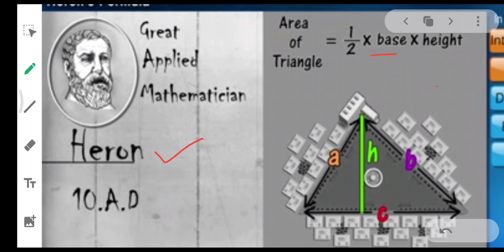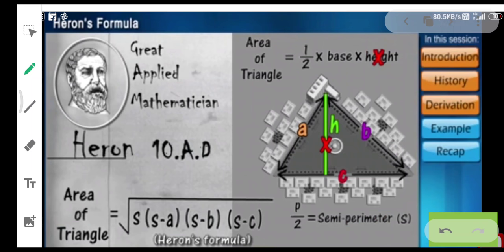So he said that this method cannot be used for finding area of triangle if height is missing. So he came up with a new formula. Let's see that formula now. The formula for finding area of triangle is under root s into s minus a, s minus b into s minus c. This formula is called Heron's formula.